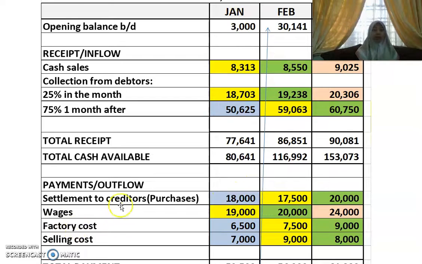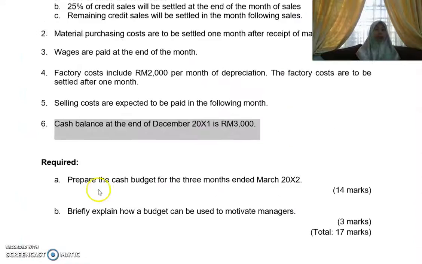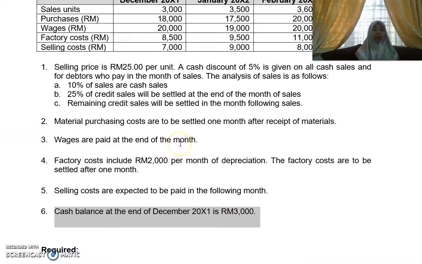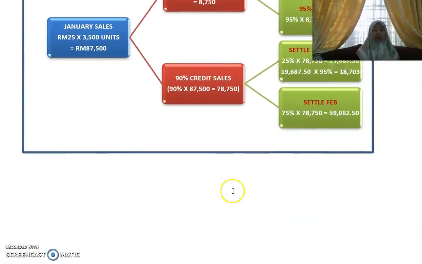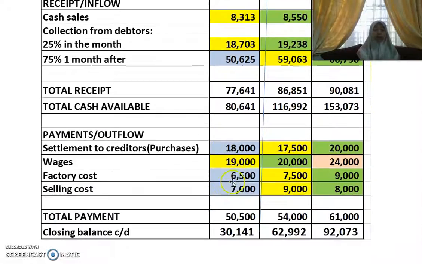Okay. What about the wages? You just follow the question. Your wages are paid at the end of the month, so you pay in the same month. And then factory costs include 2,000 per month. That 2,000 you have to minus because this one is a depreciation. Depreciation is a non-cash item, so you have to deduct that. For example, you have a factory cost to settle after 1 month. So for January, that will be for December. December 8,500 minus your 2,000 will be 6,500. That will be settled in January. Okay, 6,500.